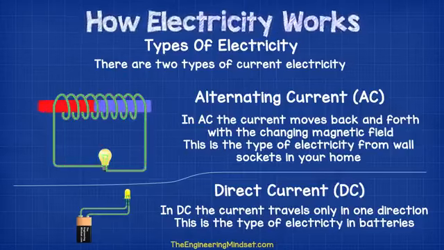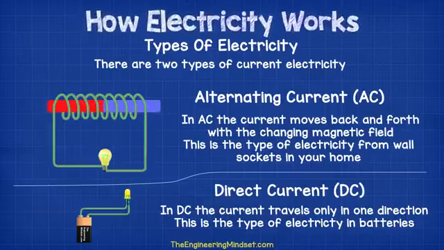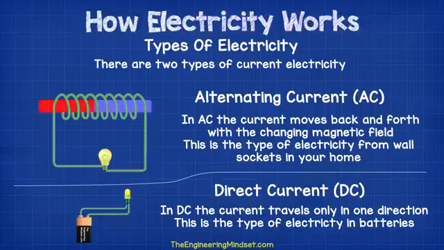We can convert AC to DC and vice versa using power electronics. This is how we charge and power small devices. It's also how solar panels can be used to power our homes, because solar panels produce DC power and our homes need AC power. So we have to convert this for it to be usable.